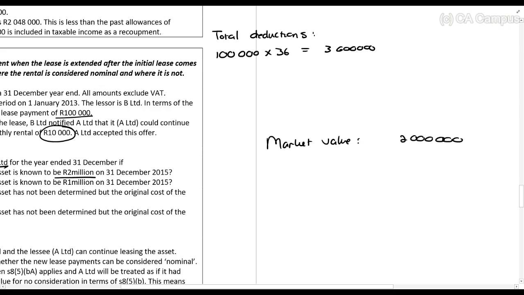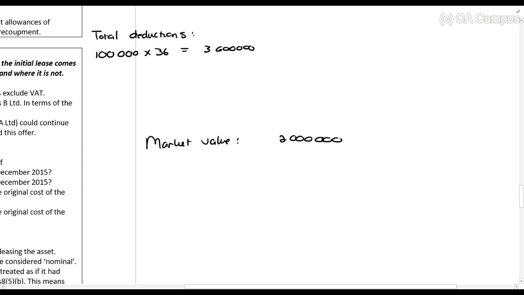So guys, what is the difference between this question and the previous questions? In the previous questions, at the end of the lease, you did not get to continue leasing it. So you have to look out for when you continue leasing it. Now, what you need to do is that market value is important for us.